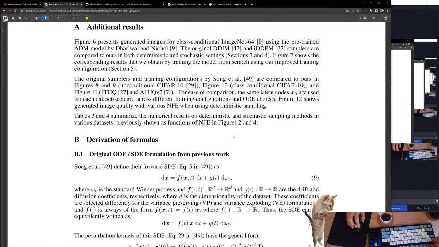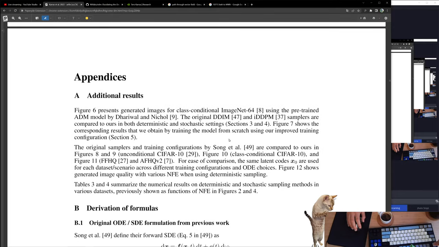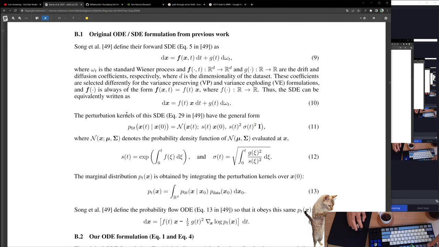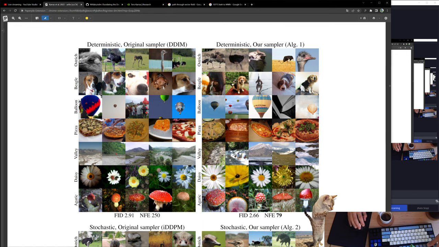Cool. This paper has a really long appendix section. Let's see if there's anything interesting that we can glean from here. ODEs. Okay, ImageNet images. So these are a little bit better. Their sampler versus original sampler. This is higher FID, higher Fréchet inception. So these technically are better according to Fréchet inception. And actually more significantly, this is significantly faster. This is only 79 inference steps, or 79 times you evaluated the denoiser. This is 250 times you evaluated the denoiser. So this is more than twice as fast. I would say the quality is kind of on par though.